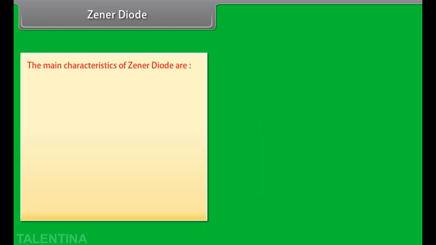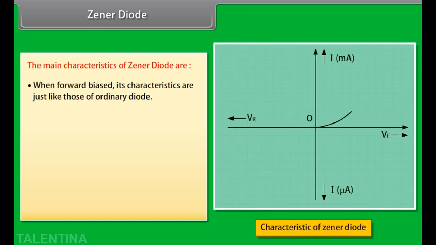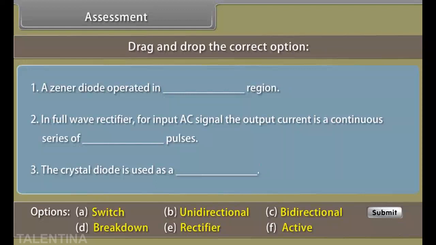The main characteristics of Zener diode are: when forward biased, its characteristics are just like those of an ordinary diode. A Zener diode is always reverse biased. When reverse biased, a small reverse current flows through it. This current remains constant up to a certain critical voltage called turnover voltage, and then the current increases rapidly. The reverse voltage for which the current corresponds to some point on the linear portion of the reverse characteristic is called the Zener voltage.